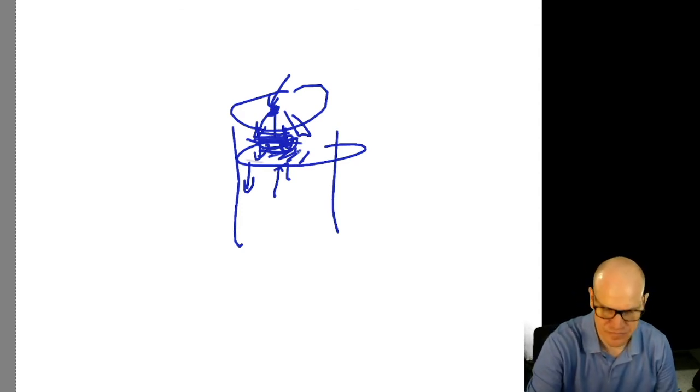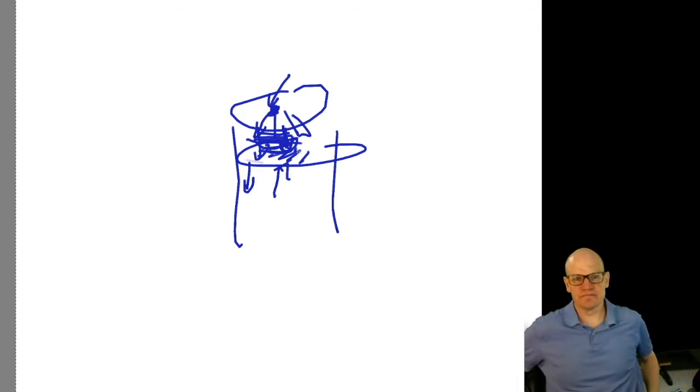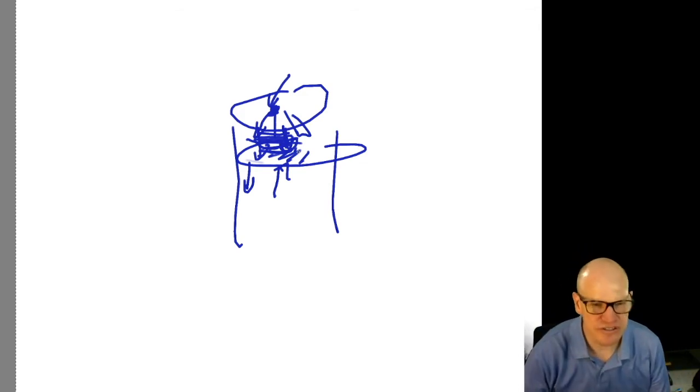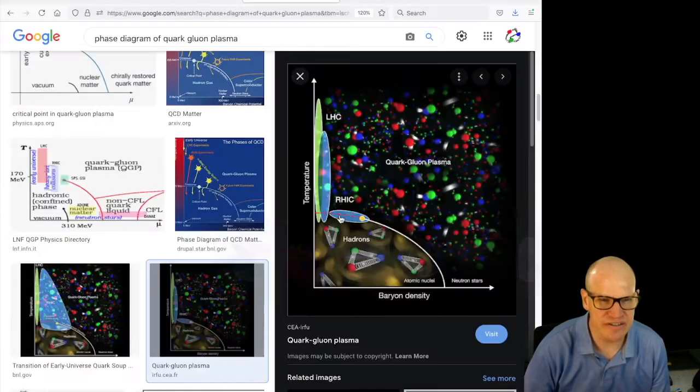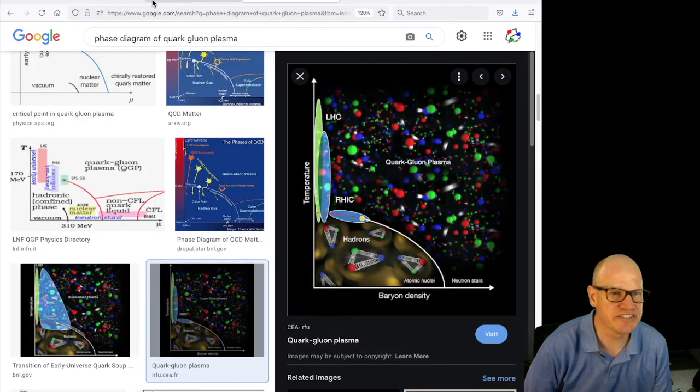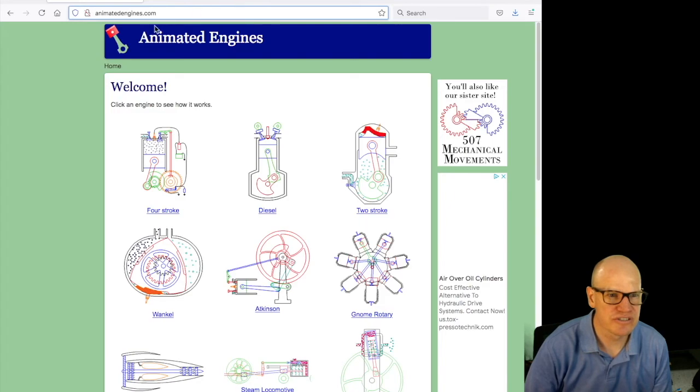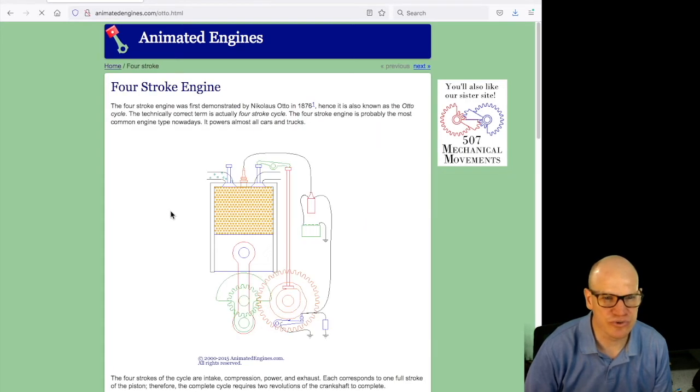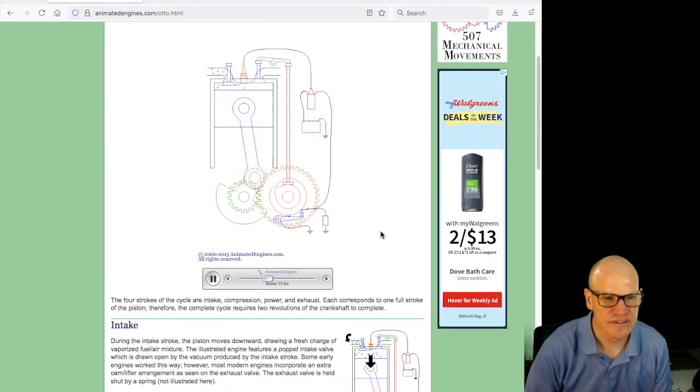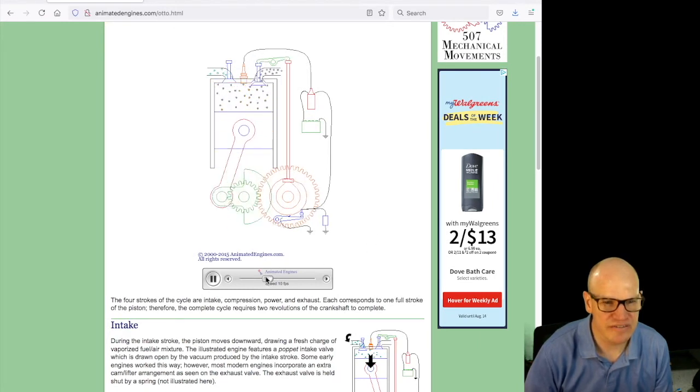So that is how diesel engines work. There's this diagram, this is animated engines, that shows the 4-stroke cylinder, and I think you can slow it down.